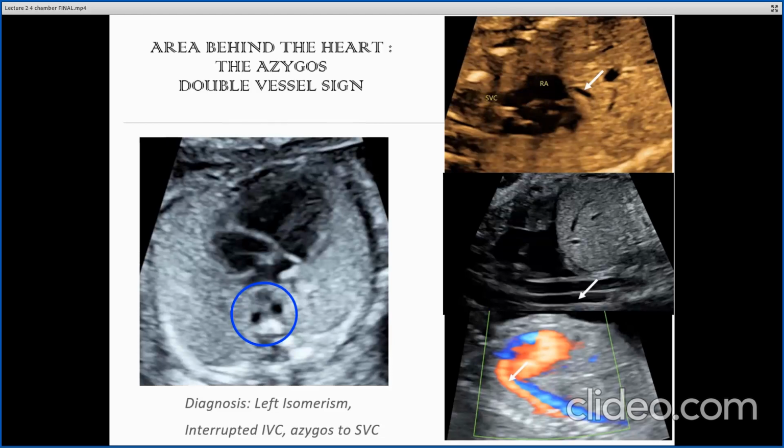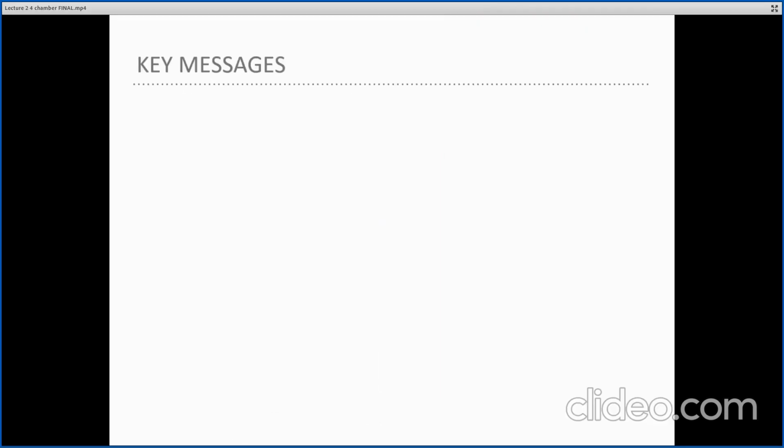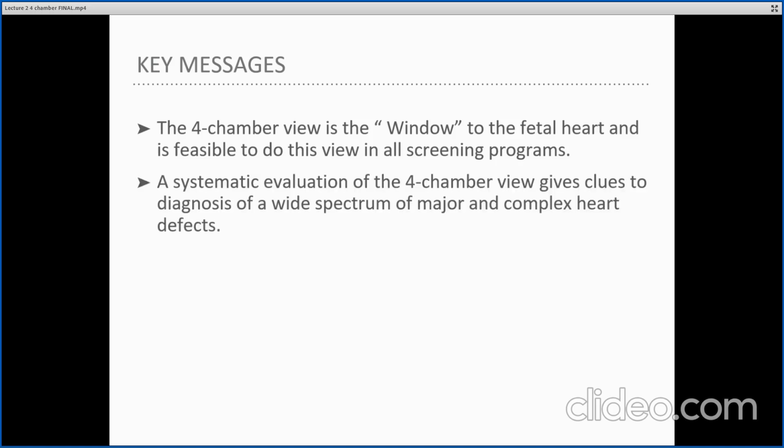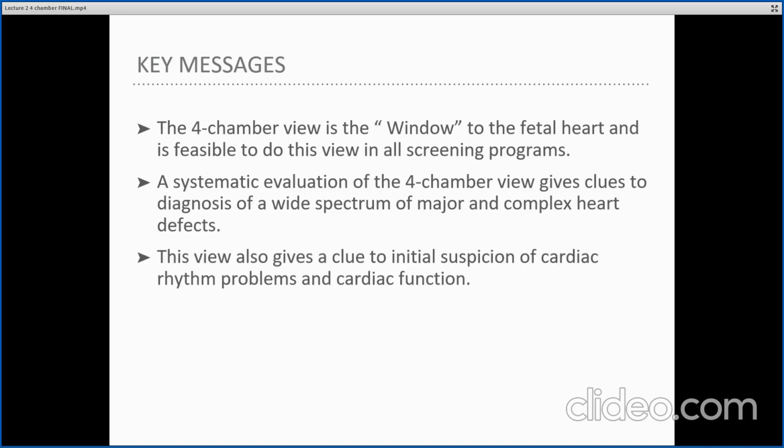To summarize the four-chamber view, the four-chamber view is often considered to be the window to the fetal heart. It is a relatively easy view to perform by all people, and hence it is possible to do this view in all mass screening programs. However, a systematic evaluation of the four-chamber view gives a large number of clues. It gives clues to the diagnosis of a wide spectrum of major and complex heart defects. The four-chamber view also gives a clue to the initial suspicion of cardiac rhythm problems and cardiac function.